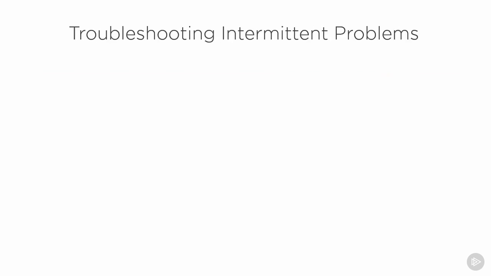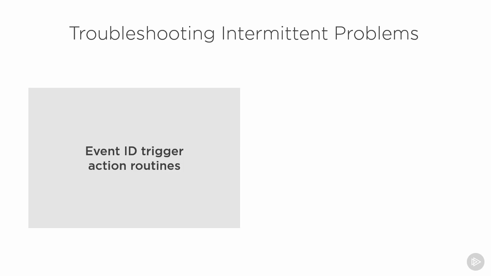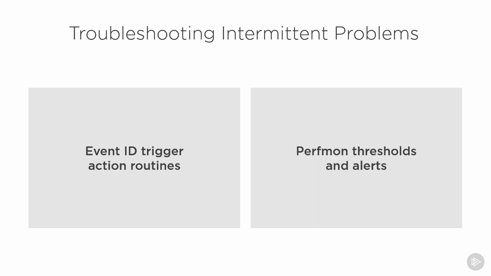Finally, as you've learned, some problems are very intermittent in nature and require special strategies to troubleshoot. You'll remember the Event ID triggers and action routines from the module on using advanced troubleshooting techniques. This can be very helpful if you're troubleshooting an issue that's associated with an Event ID. You'll also remember how you can establish an alert that triggers when a particular Perfmon threshold is reached. This can be very helpful for those intermittent performance issues that can crop up.